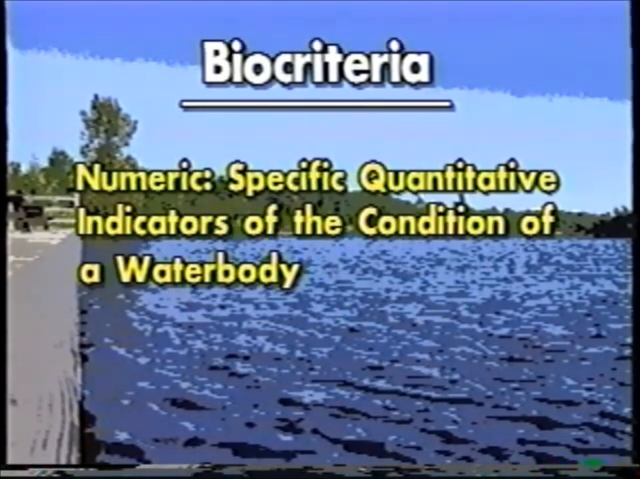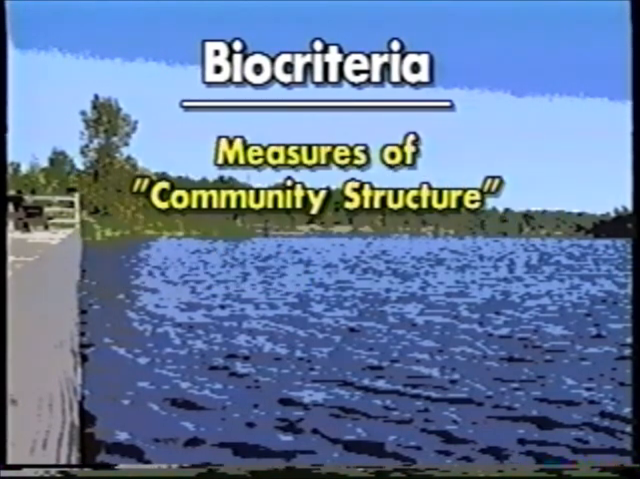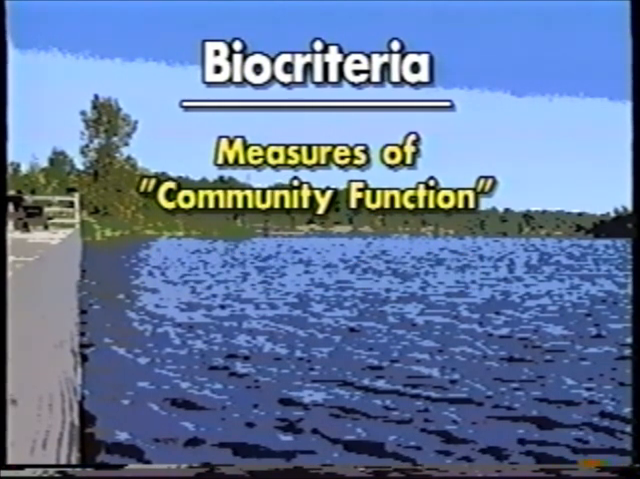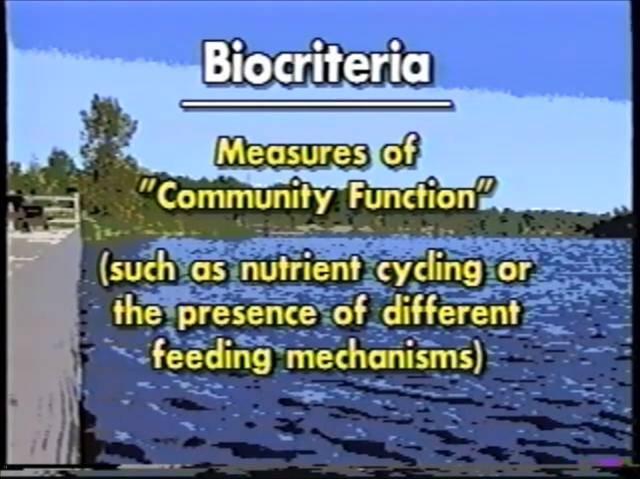Numeric biocriteria, as the name implies, are specific quantitative indicators of a condition of a water body. Numeric biocriteria may be measures of community structure, such as the number of species in the aquatic community, or they may be measures of community function, such as nutrient cycling or the presence of different feeding mechanisms. For example, filter feeding, leaf shredding, and predation.